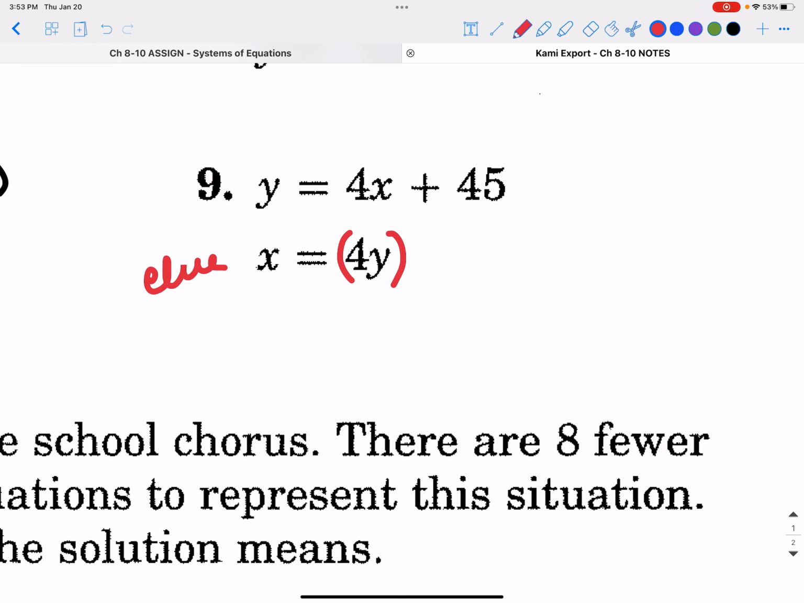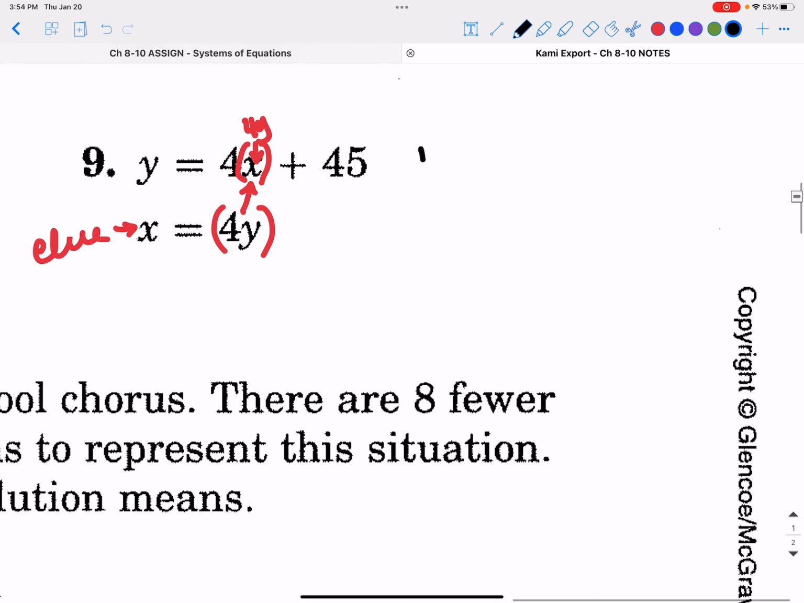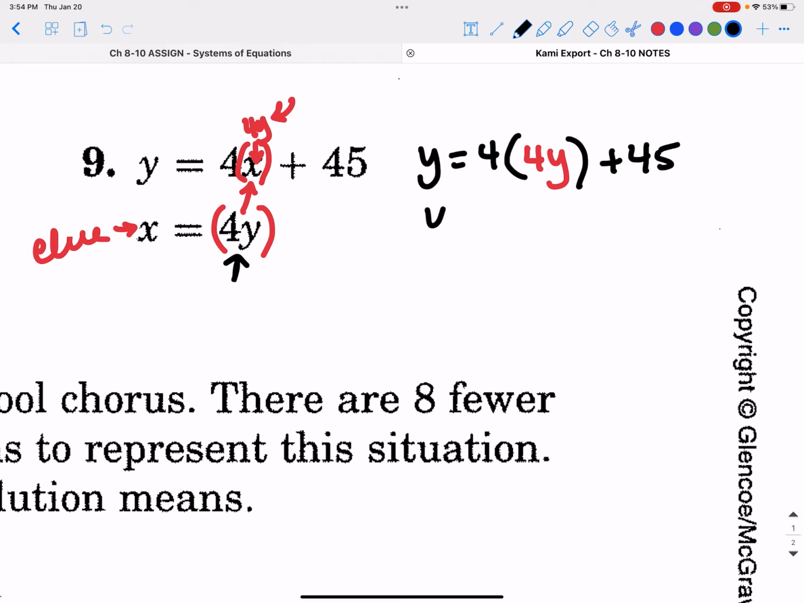So since the clue is about x, I'm going to find my x in my first equation, and I'm going to put 4y in for x. Can't really fit it in there. So I'm going to insert or substitute 4y for the x because my clue says that that's what x equals. So I'm going to come over here and write y equals 4 times, now I'm plugging in 4y, I got that from here, plus 45. All right, so y equals 4 times 4 is 16, so that's 16y plus 45.